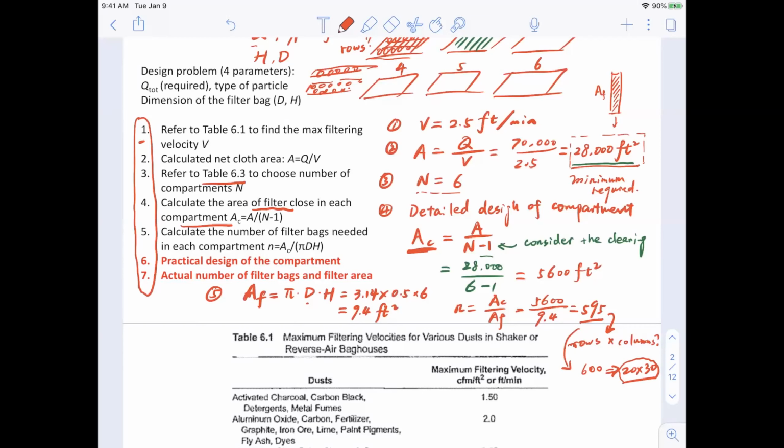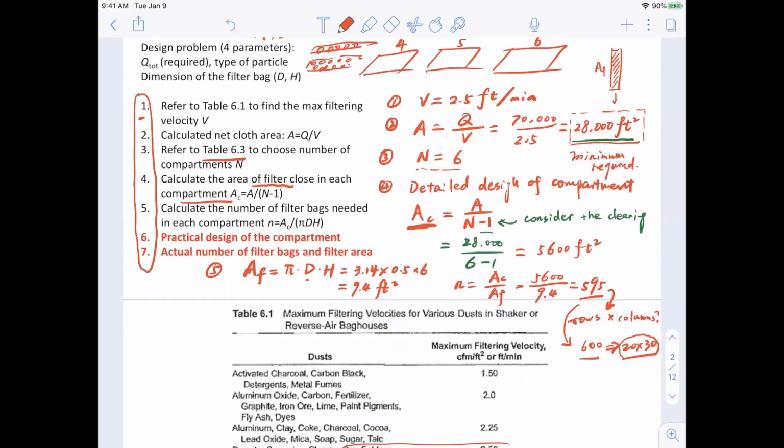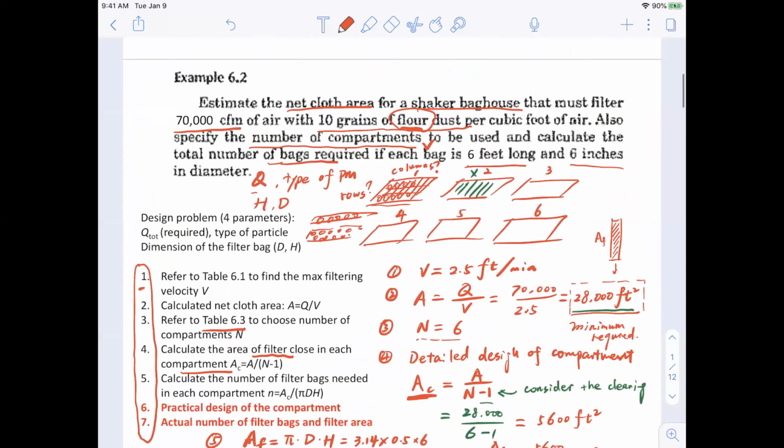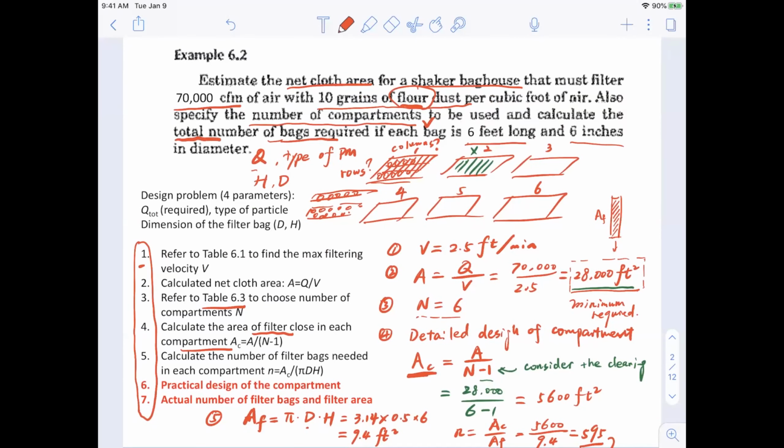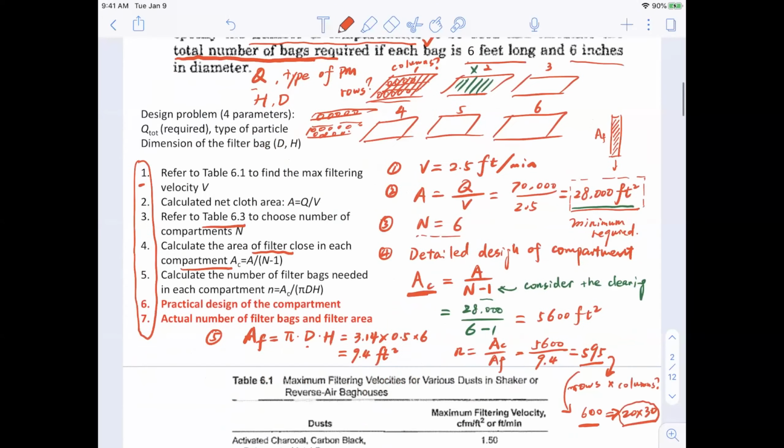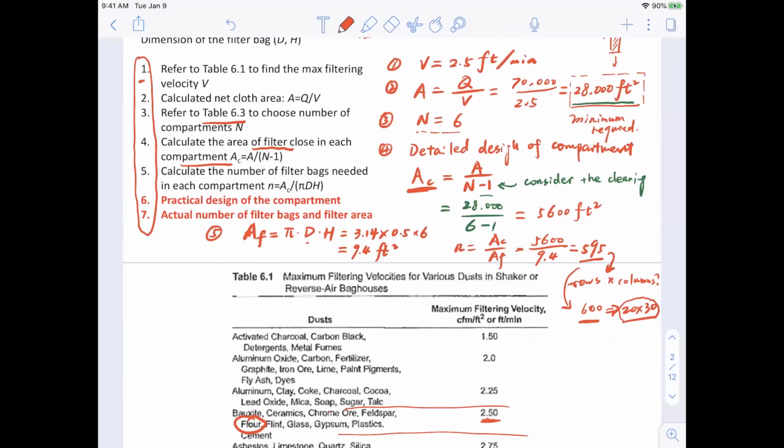And everything else is just using this design to back calculate how many filter bags we need and what is the total area of the cloth, right? So if we know that we need 600 filter bags for each compartment, then to calculate the total number of bags, it asks us for the total number of bags. So this is the practical design. This is the 6th step, the practical design of the compartment. We decided that should be 20 multiplied by 30.